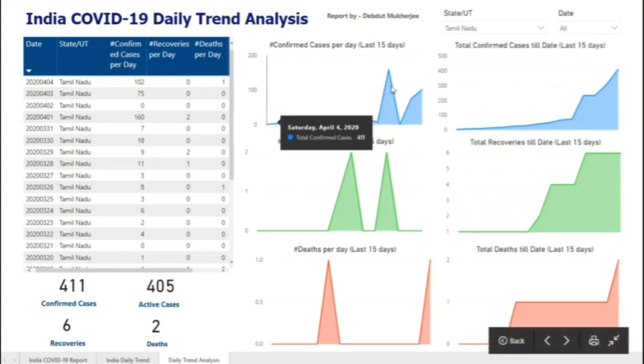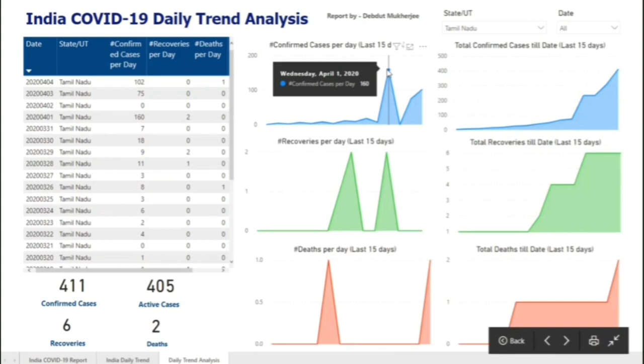So initially it was not there. Something is wrong. So probably people or the government can analyze on 1st April why the increase was more.